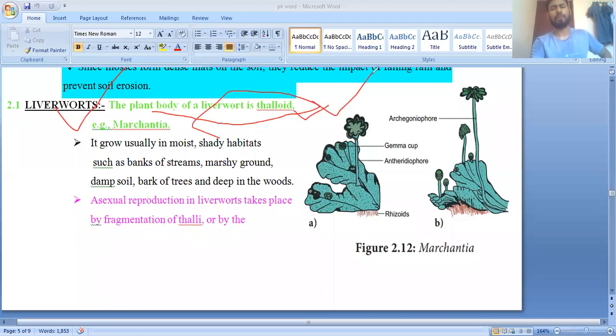We have told a number of times, so we will not go to discuss about the thallus. Clear? Thallus, you know very well. So example is the Marchantia, example is the Marchantia of liverworts.